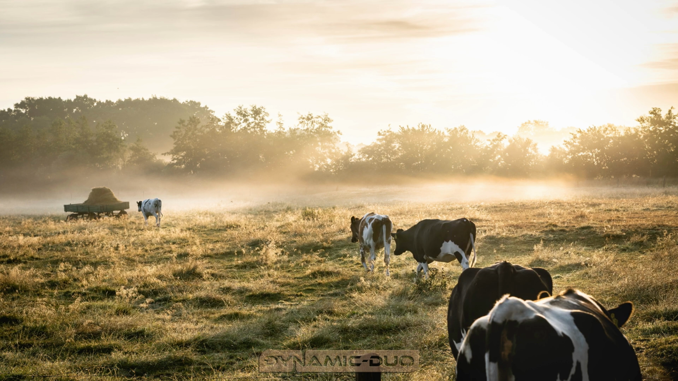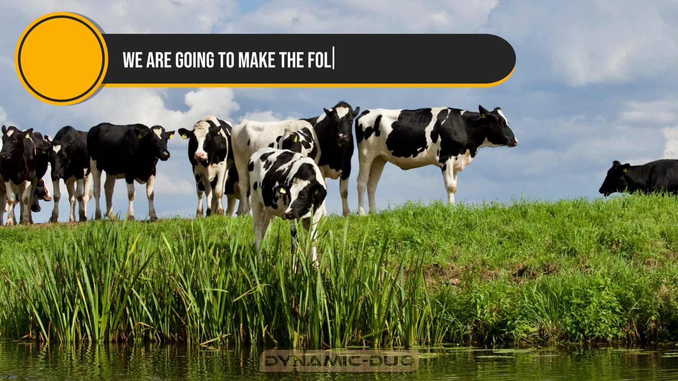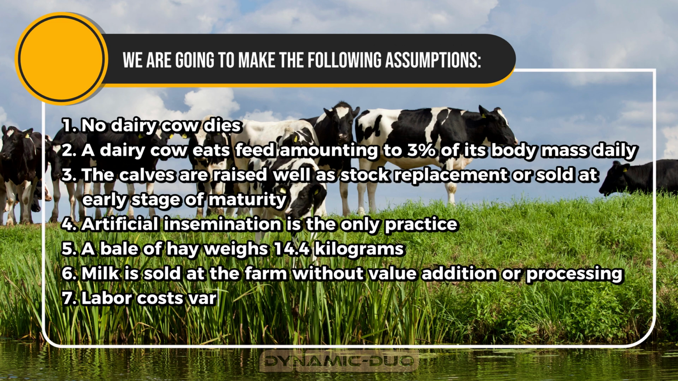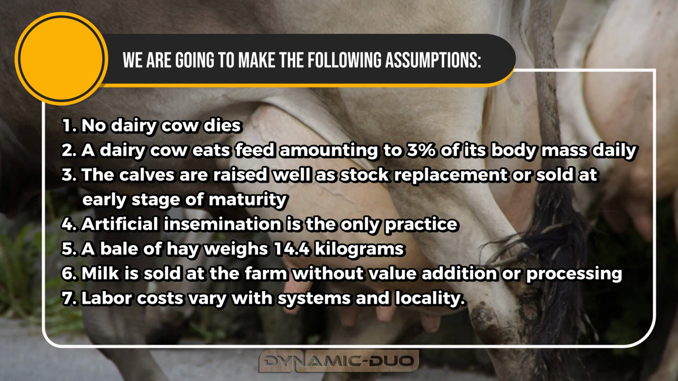We are going to make the following assumptions. 1. No dairy cow dies. 2. A dairy cow eats feed amounting to 3% of its body mass daily. 3. The calves are raised well as stock replacement or sold at early stage of maturity. 4. Artificial insemination is the only practice. 5. A bale of hay weighs 14.4 kilograms. 6. Milk is sold at the farm without value addition or processing. 7. Labor costs vary with systems and locality.